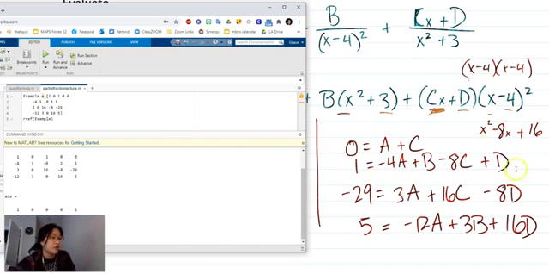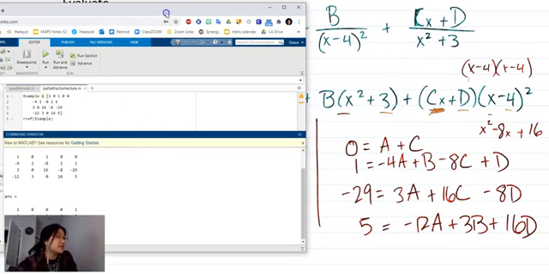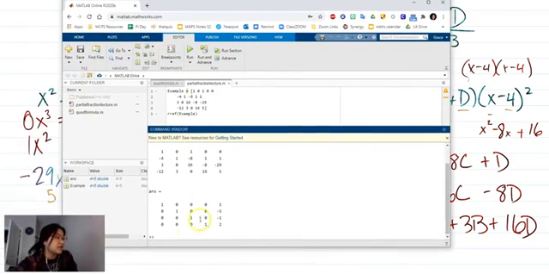So it's called an augmented matrix because we have the coefficients and then what it equals in the last column. And then I did that for all of these. So we have negative 4A plus B minus 8C plus D equals 1. So that's this second row. And then the third row is coming from the third equation, and the fourth row is from the fourth equation. And then we use this function called rref, reduced row echelon form. And that gives us this, which means that A is 1, B is negative 5, C is negative 1, and D is 2.